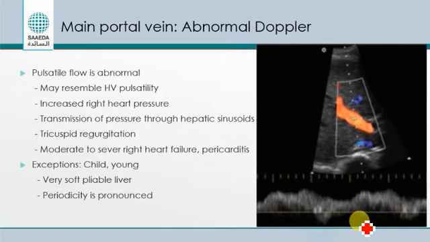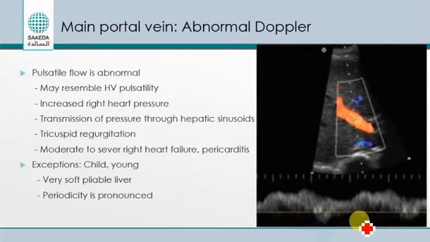There will be transmission of the pressure through the hepatic sinusoids, for example, in tricuspid regurgitation, also in moderate to severe right heart failure and pericarditis. Again, the golden rule is never say never. It can be pulsatile, but normally.